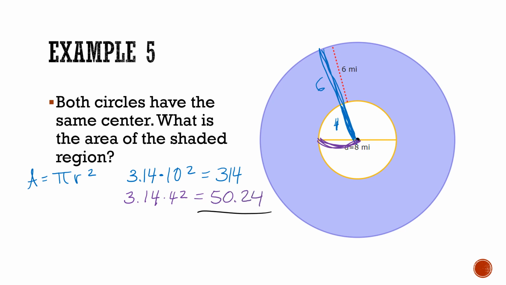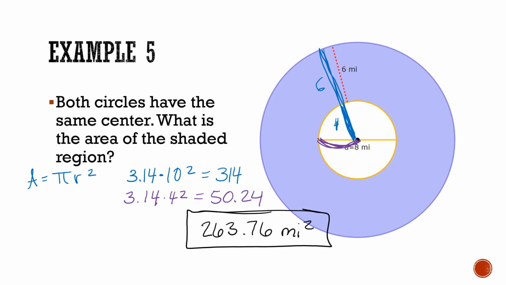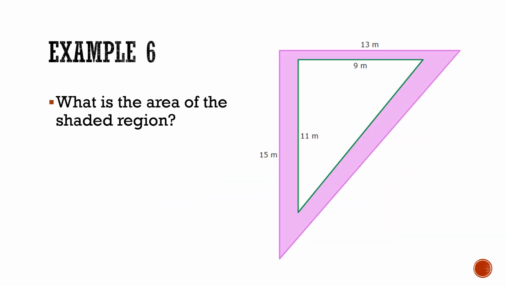And then we would subtract those, which would leave us with 263.76 miles squared. Okay, pause your video and try example 6.